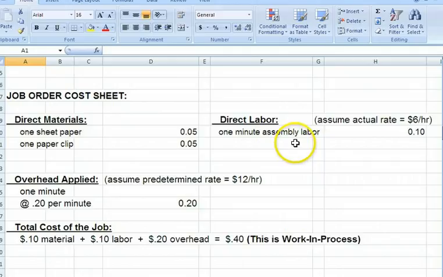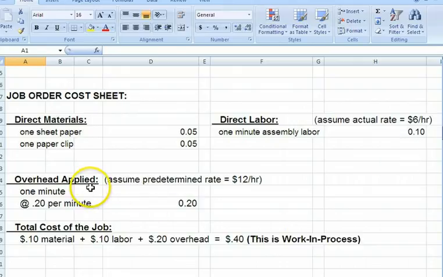It takes 1 minute to fold the paper airplane, and assuming we pay our person $6 an hour, just to make the math easy, that would be 10 cents a minute. So we have 10 cents of labor invested in this item. Again, it's not done because it hasn't been painted yet, but it has been folded. So we have invested some labor cost already.